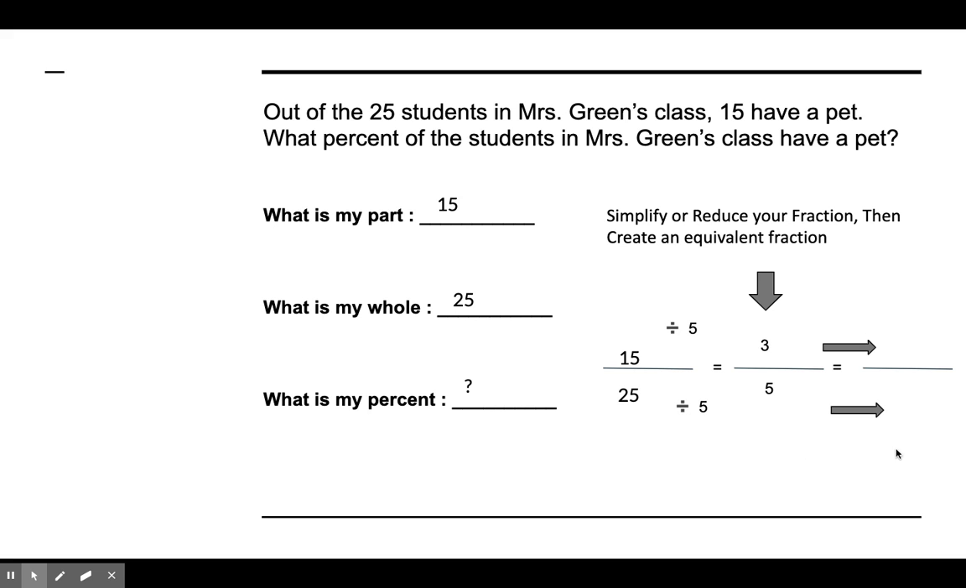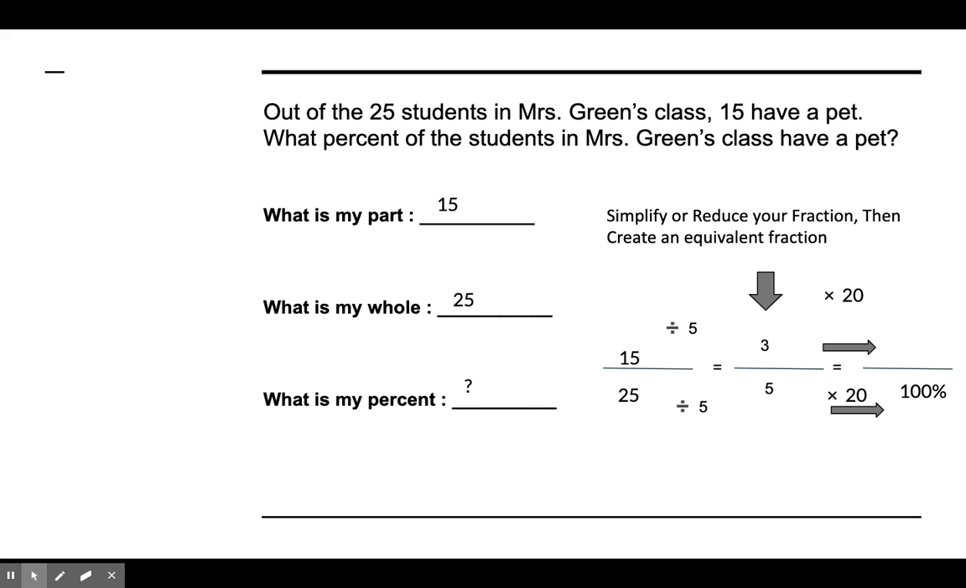Now I'm going to use this new simplified reduced fraction to figure out the missing piece of what is the percent of the class that has a pet. Okay, so we should know that percent is always out of 100. So when creating my new equivalent fraction on the right, I'm going to set the denominator as 100. All right. So now I need to figure out what factor I multiply by 5 to get to 100. And so that should be times 20 because 5 times 20 is 100.